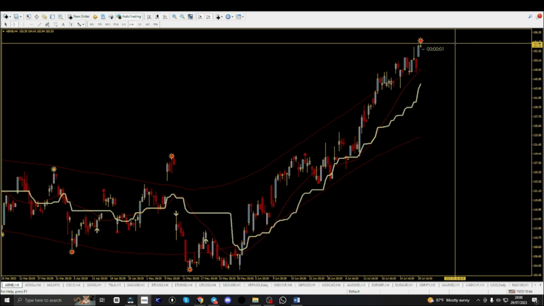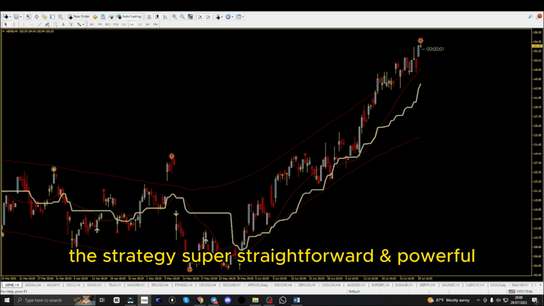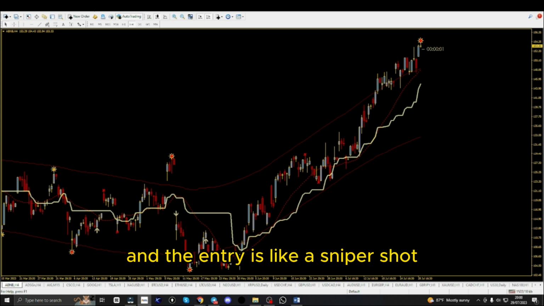Boom, jumps up. All right, as you can see, folks, the strategy is super straightforward and powerful, and the entry is like a sniper shot.